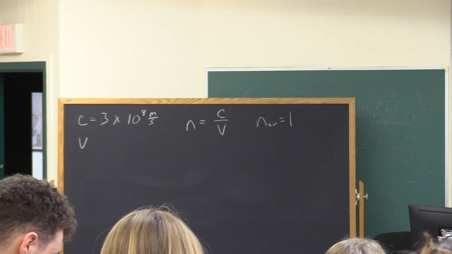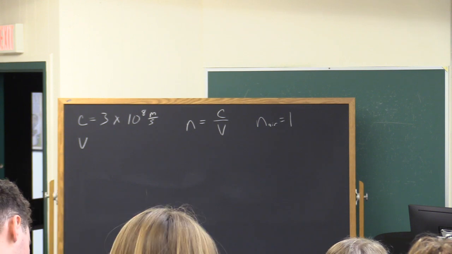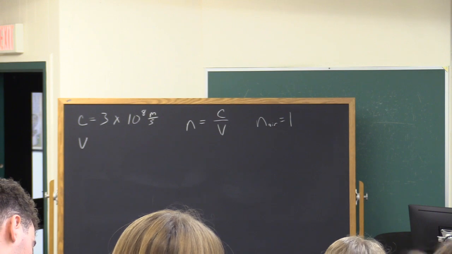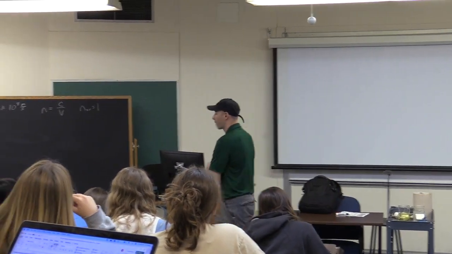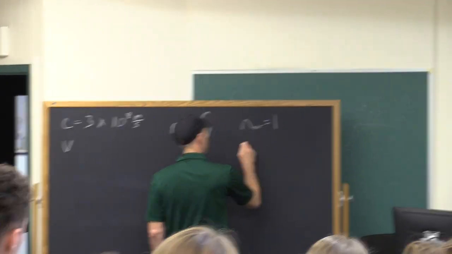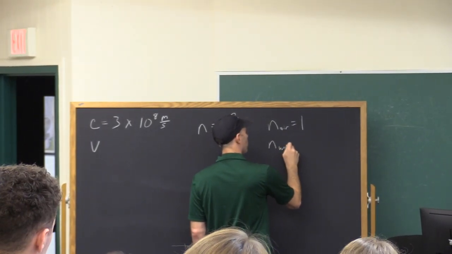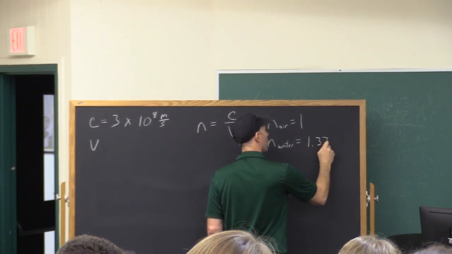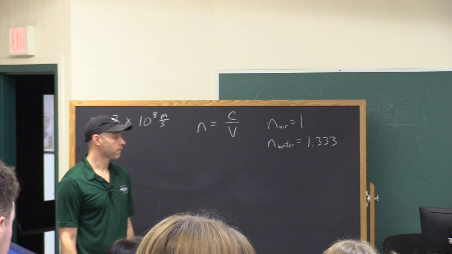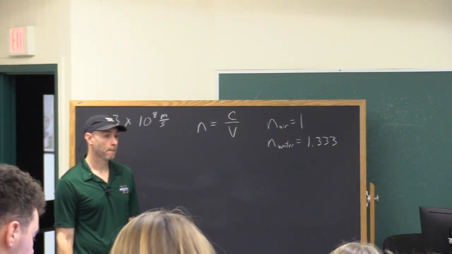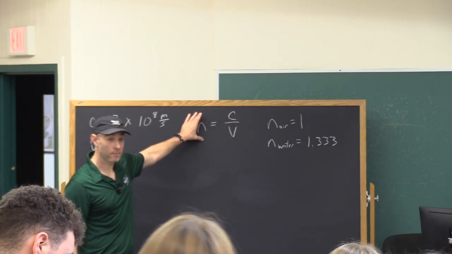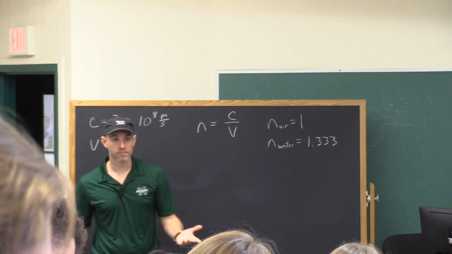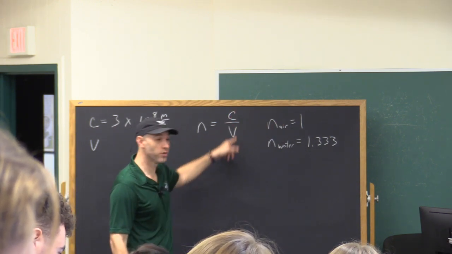So tell me this, based on the information that I just gave you, if n for water is 1.333, is the speed of light in water faster, slower, or the same as the speed of light in air? How do you know? Explain the math. You're 100% right. So if c divided by v is n, and n is 1, that means c and v are the same. That's how you get 1 when you're dividing two things.